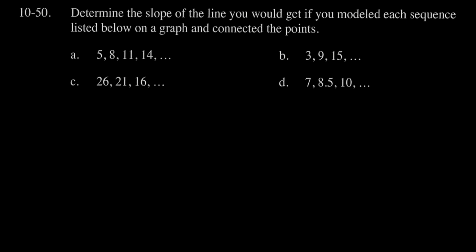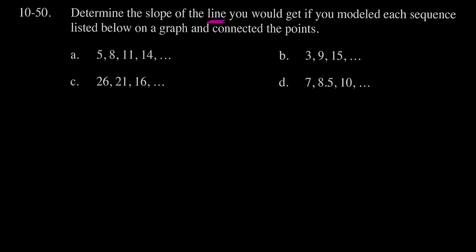So it's not actually asking me to graph these, I think. It says determine the slope of the line you would get if you modeled each sequence listed below on a graph and connected the points. I'm assuming, because they're using the word line here, that these are indeed all linear relationships. If it turned out that one of these was not growing in a linear fashion, that would be kind of a problem.